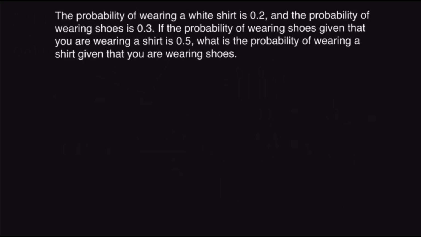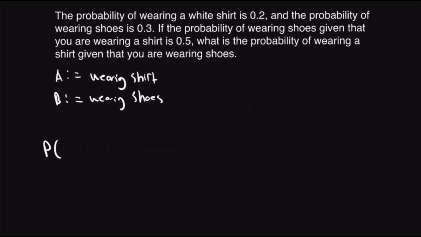Okay, so in this question, it says that the probability of wearing a white shirt is 0.2 and the probability of wearing shoes is 0.3. If the probability of wearing shoes, given that you're wearing a shirt, is 0.5, what is the probability of wearing a shirt, given that you're wearing shoes? So what I like to do always is to start by denoting the events. So let's let A denote the event that you are wearing a shirt, and let B denote the event that you are wearing shoes. So this question is asking us to find the probability of wearing a shirt, which is event A, given that you are wearing shoes.